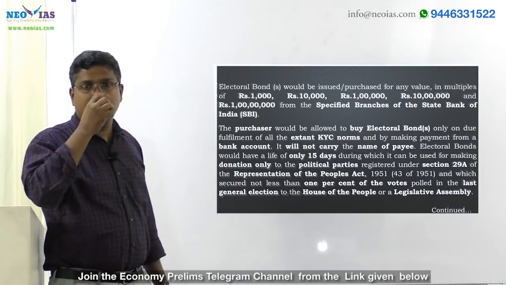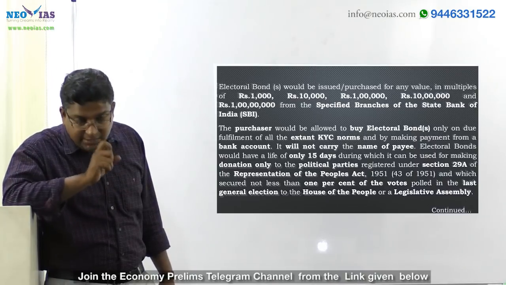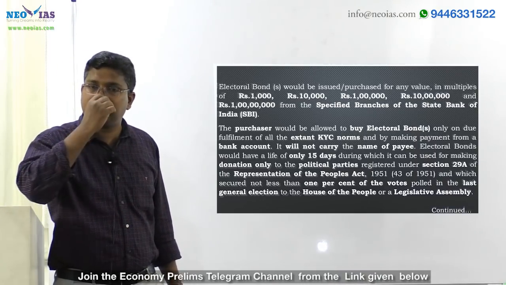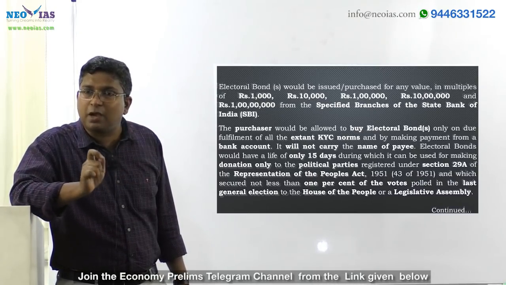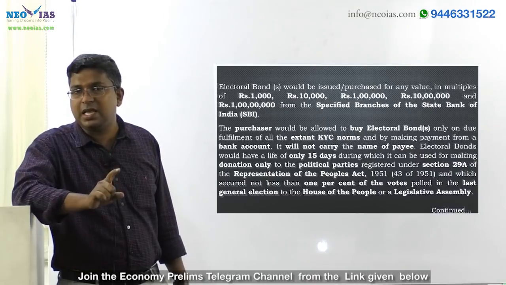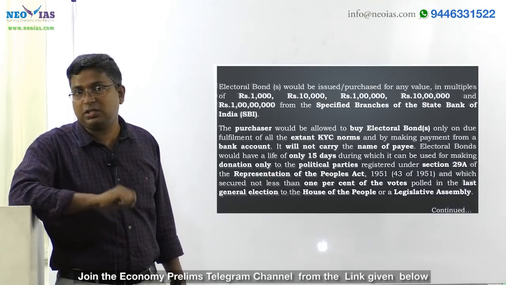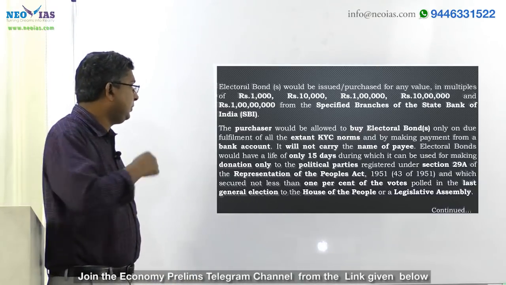Be very clear. In the budget it was said that it would be from selective banks, but when the scheme was notified, it said from the specified branches of State Bank of India. Presently, from the State Bank of India only you can purchase this bond, and that too from the specified branches of the State Bank of India. That's a very important point to be noted down.